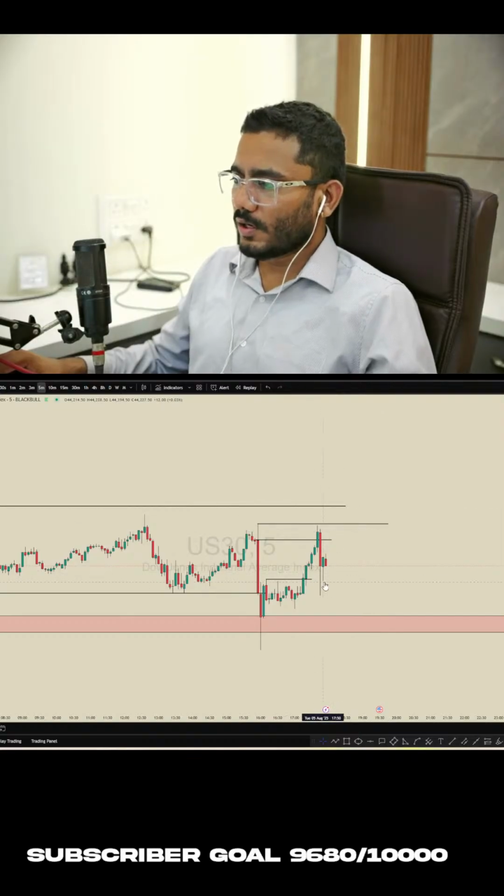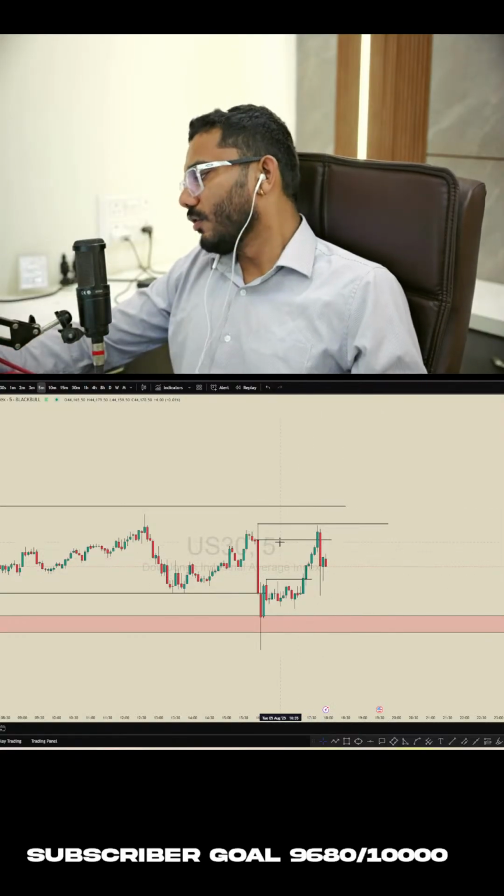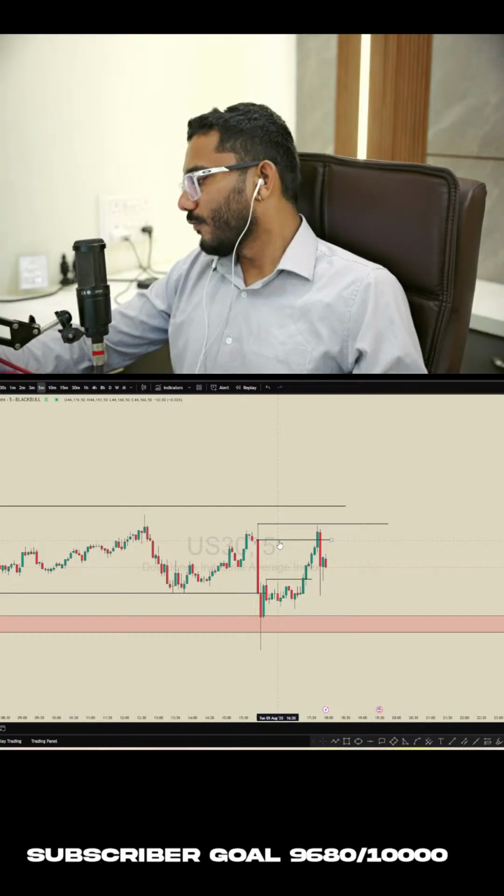The original move will start after 1 hour. Till then, we want price to give us a setup.